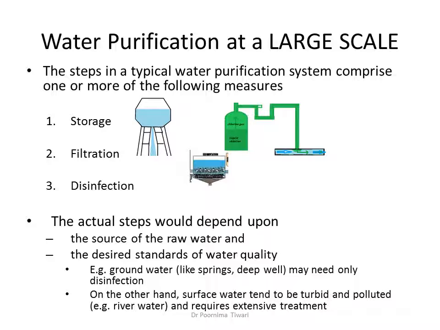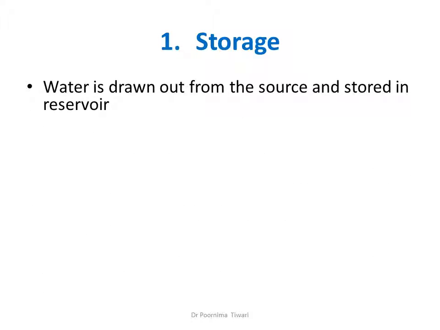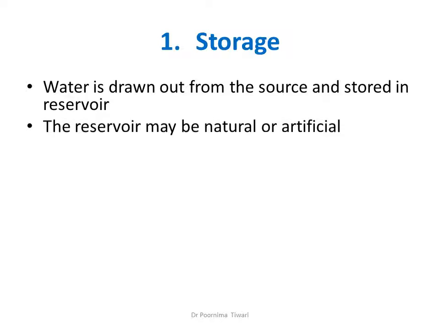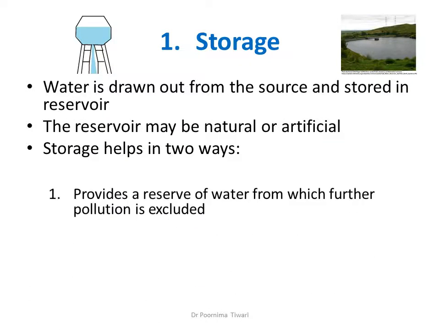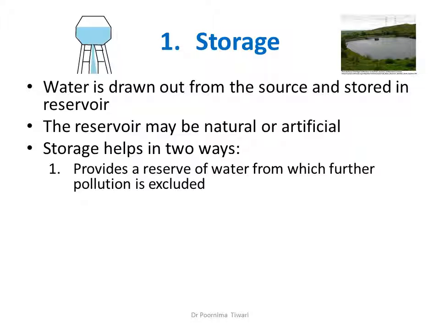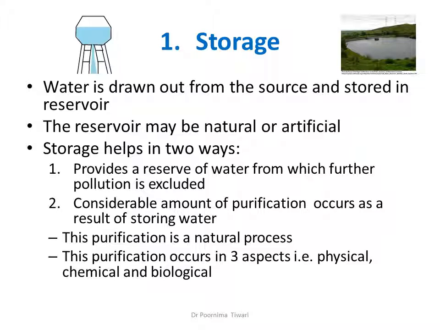First step is storage. Water is drawn from the source and stored in a reservoir, which can be natural or artificial. Storage helps in two ways. Provides a reserve of water from which further pollution is excluded, and considerable amount of purification occurs as a result of storing only. This purification is a natural process and occurs in all the three aspects, that is, physical, chemical and biological.